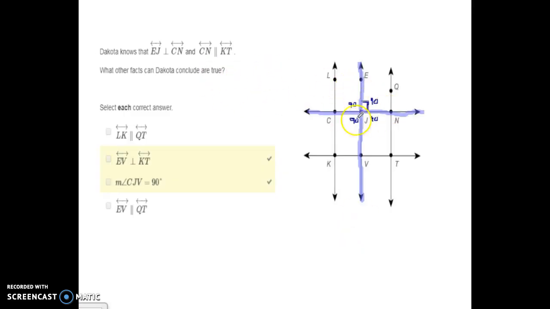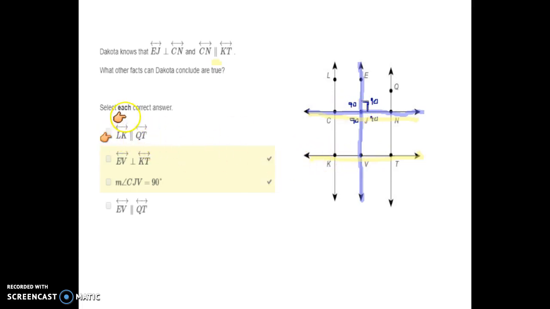So we know that CN and KT are parallel. That's the symbol for parallel. So we know these two are parallel. So let's take a look. What does that tell us?